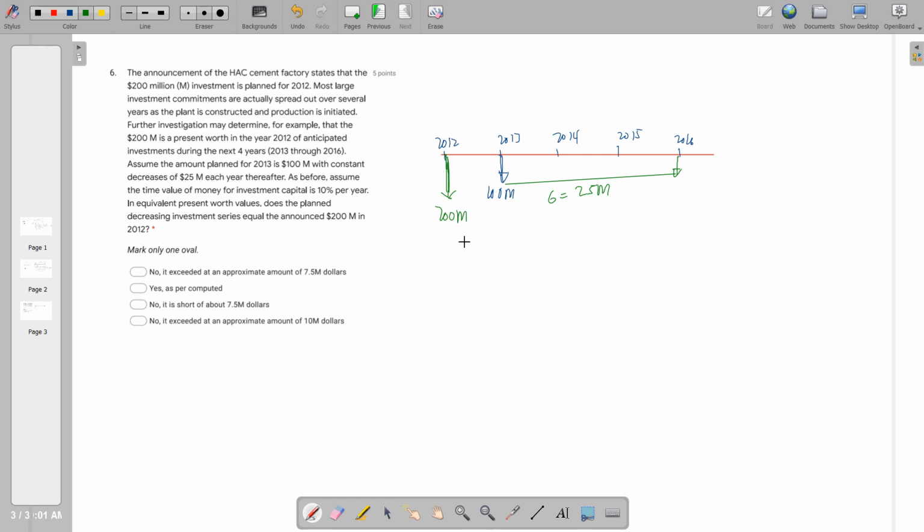So the question is, will the planned 200 million equate to these amounts of the gradient? Does the planned decreasing investment, this is the decreasing investment, so they're going to invest, so that it will be compared to the 200 million initial investment here. That is the question. Basically, all of this gradient will be put into the present and equated to 200 million. So we go backwards and get its present worth.